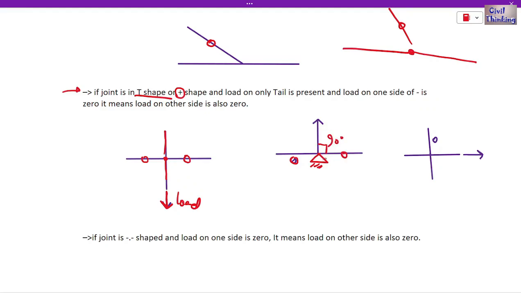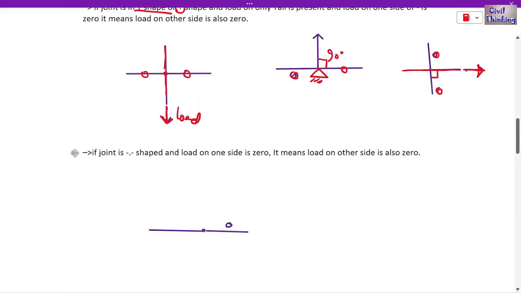Okay, similarly, when this is making an angle of 90 degrees, the load is only on this side, and you know this is 0. When this is 0, this is also 0. Okay, then you have the minus shape. This is a joint. If you know this is 0, then this is also 0.